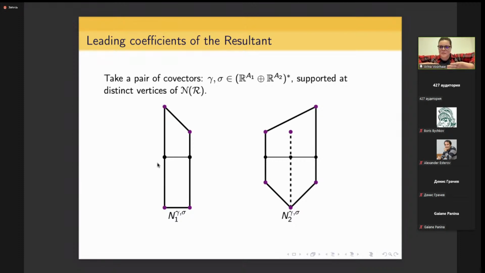Okay? Arina? Yes? Is it true that by leading coefficients of the resultant, you mean the ones corresponding to the vertices? To the vertices, yeah. Yes.